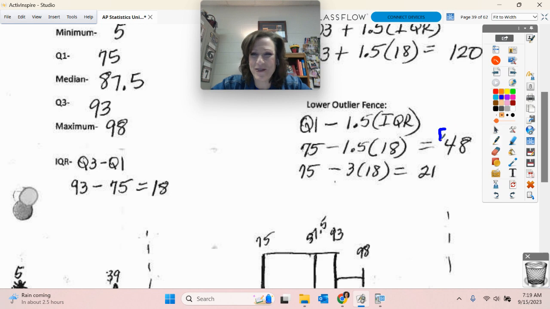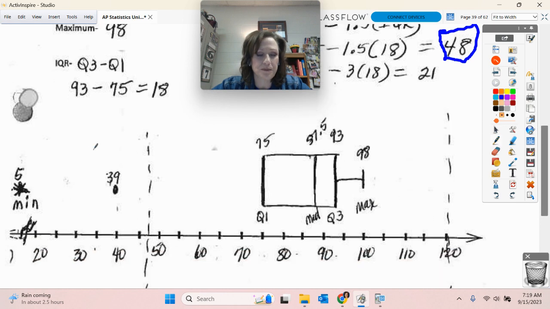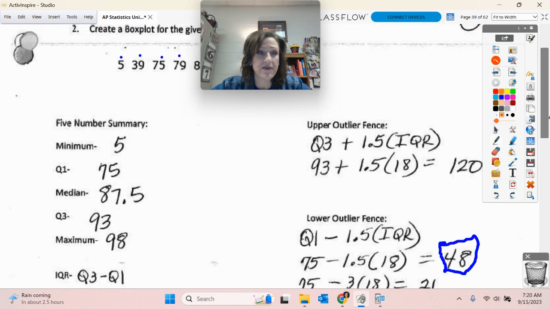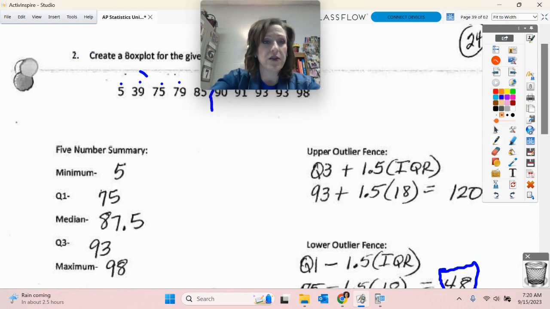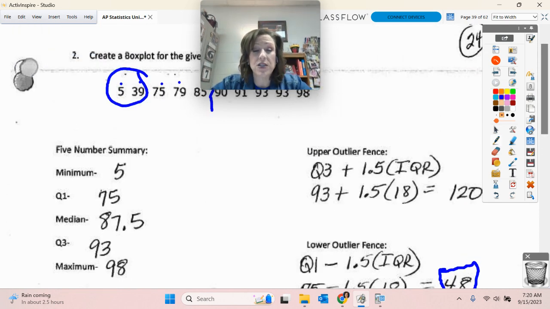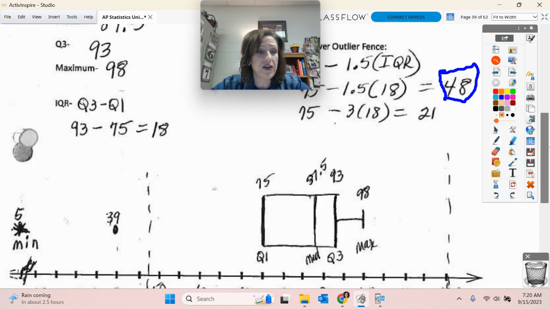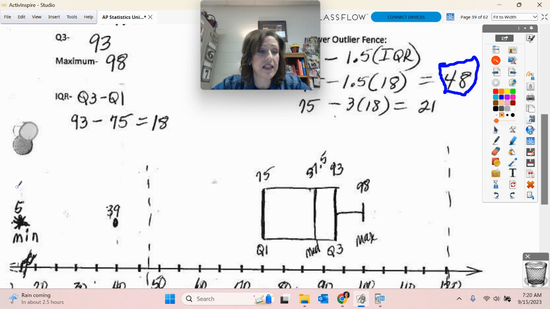48 is that lower fence. Okay, and I'll talk to you about that other one in a second. So there is our 48. I have 2 pieces of data that are below that 48, so I know that each one of those gets its own representative dot. Those are going to be down there at 39 and 5. I labeled them. 5 is also the minimum.